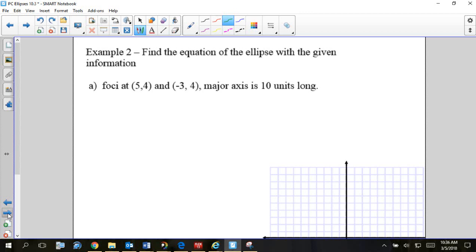What we're going to do is attempt to find the equation of an ellipse that has this information. The first thing I see is the foci at (5, 4) and (-3, 4). So maybe graph those right away. And then there is a major axis that is 10 units long.